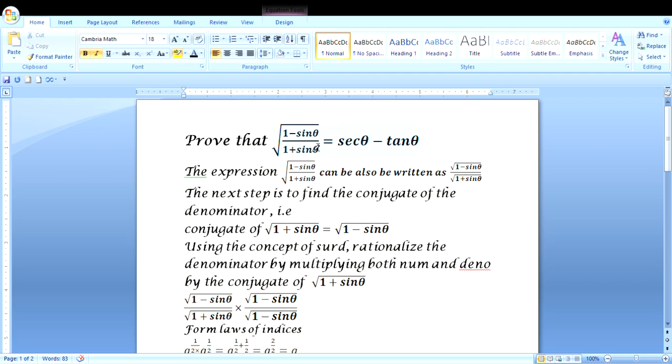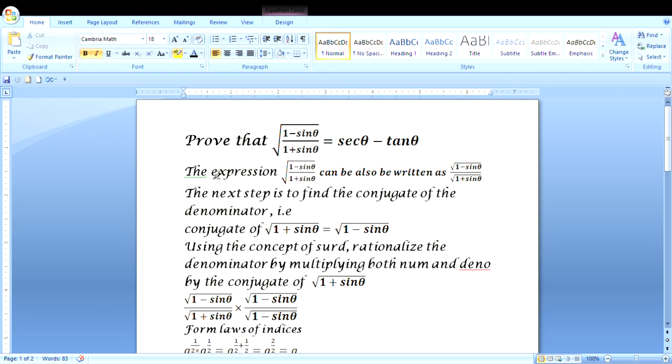Let's look at this trigonometric question. Prove that the square root of (1 minus sine theta over 1 plus sine theta) is equal to sec theta minus tan theta. Here we take a look at the question and follow the steps bit by bit to see how we can eventually use the left hand side to show that it's equivalent to the right hand side.